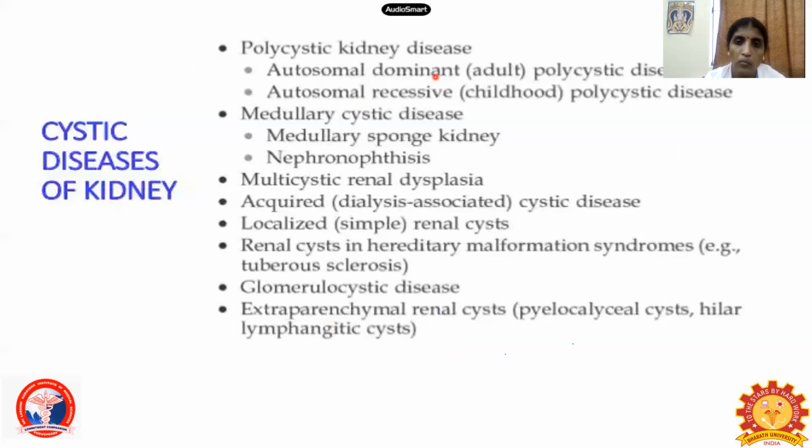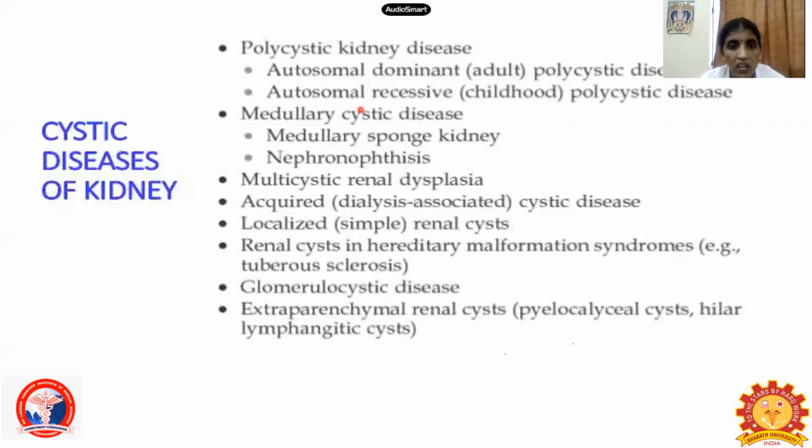So autosomal dominant, here you can see A and D, A for autosomal, D for dominant. This is more common in adults, so it is also called adult polycystic kidney disease. And obviously the second type is the autosomal recessive, and it is more common in the childhood period, so it is also called childhood polycystic kidney disease. The most important is polycystic kidney disease, in short called PCKD.